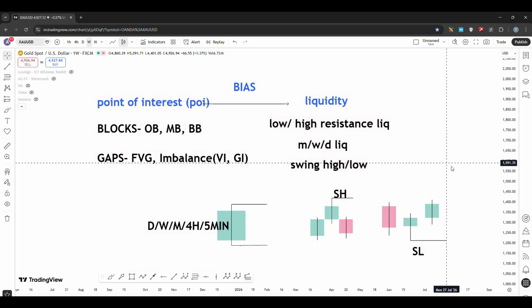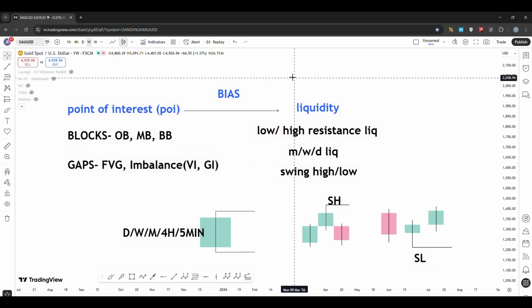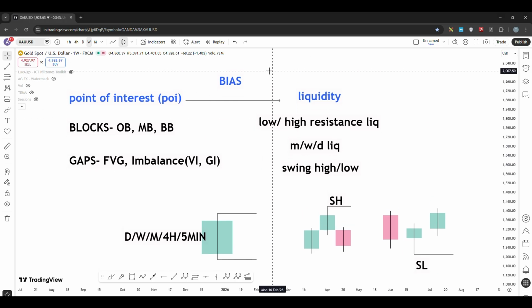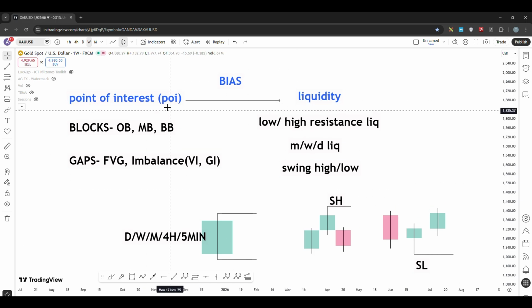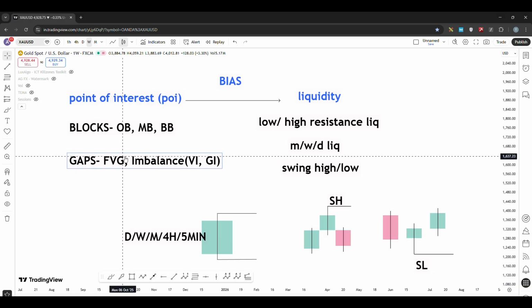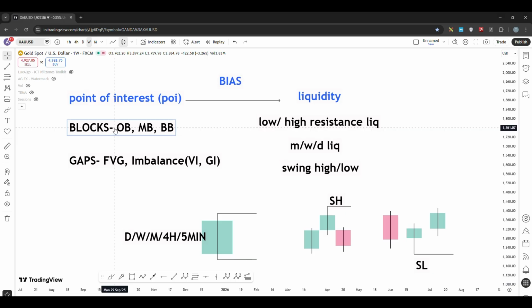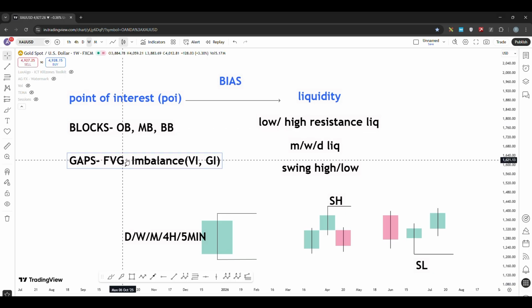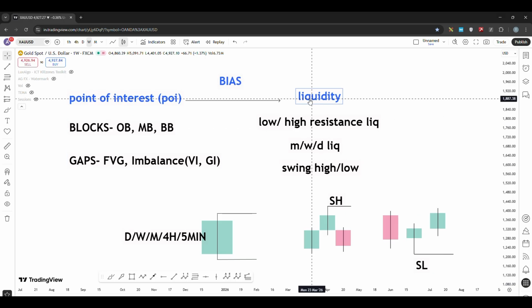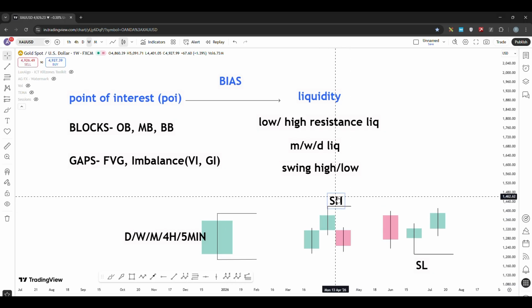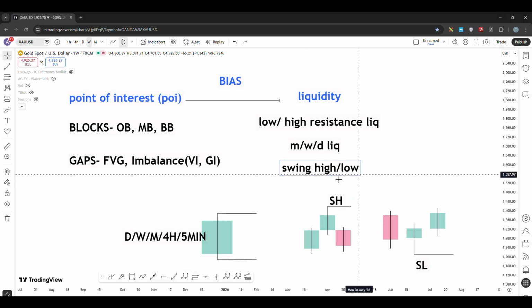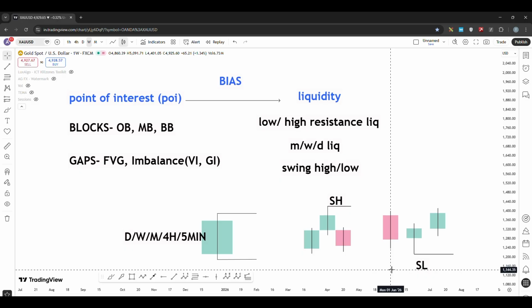Okay, so I hope it's clear to you that inside the market there will be two things: point of interest and liquidity. And I hope you understood what points of interest are. Mainly there are two types: blocks and gaps, and inside them the most popular ones are order blocks and fair value gap. Inside of liquidity, we have every candle's highs and lows acting as a point of liquidity, and most importantly, the swing highs and swing lows, doesn't matter which time frame, they act as liquidity.